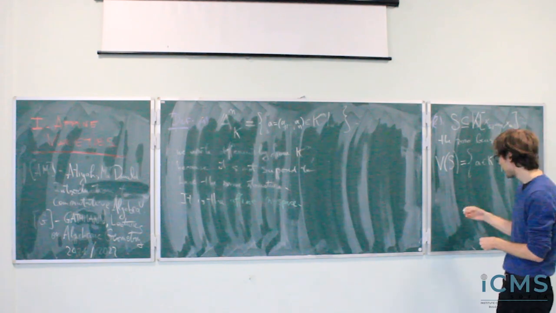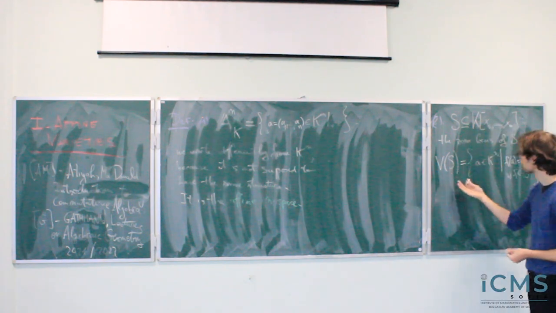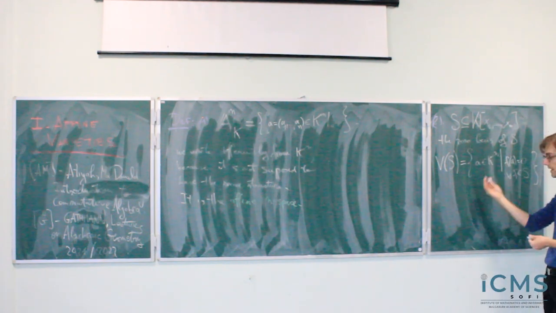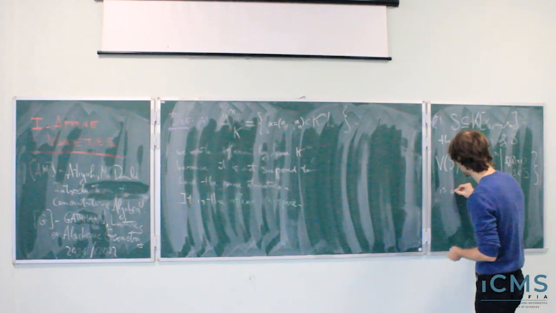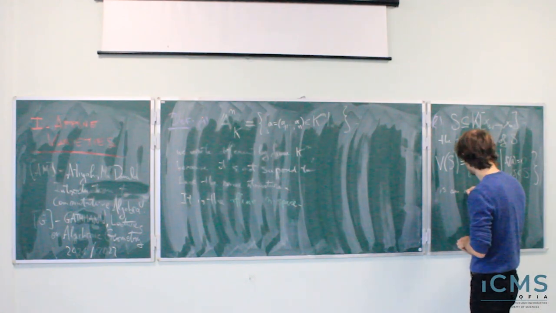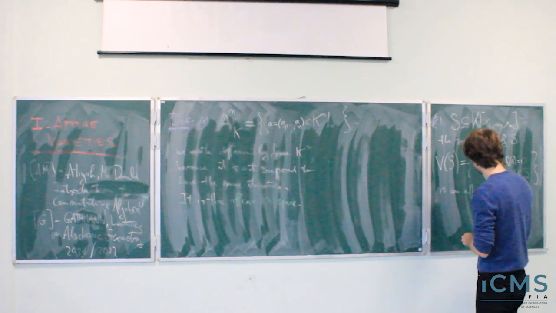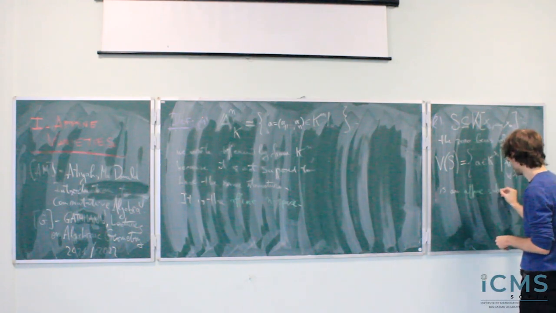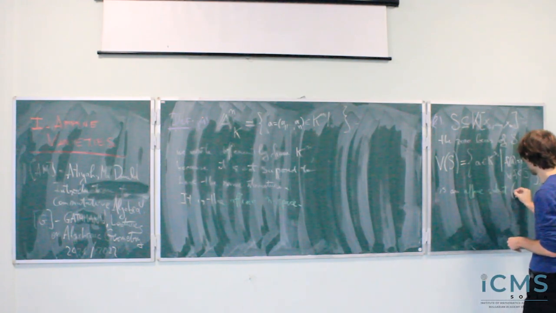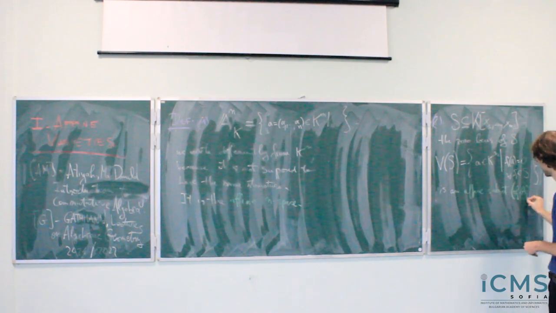Okay. And we call this type of subset an affine subset of A^n.